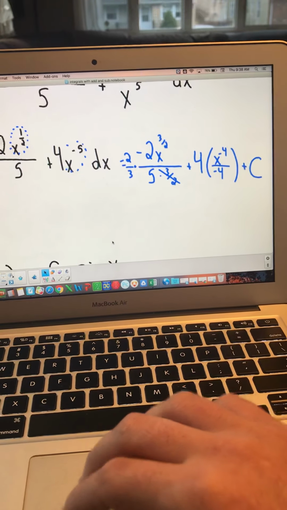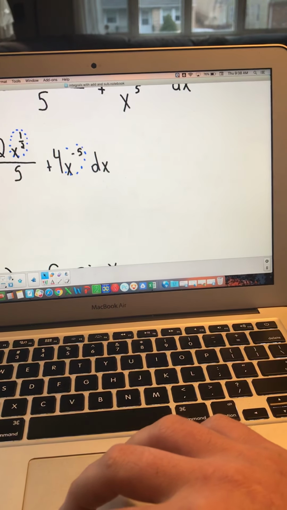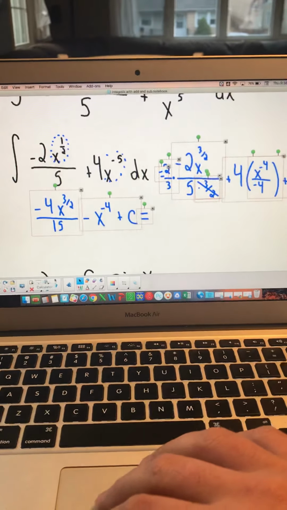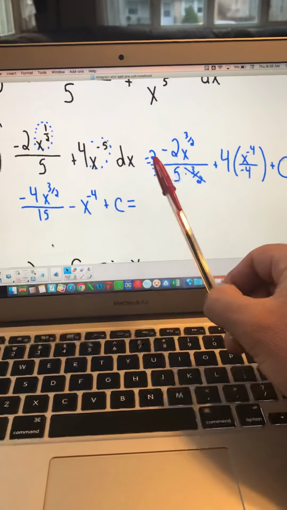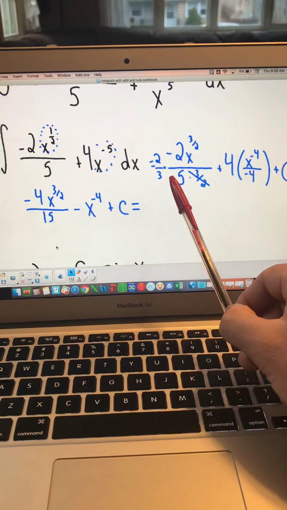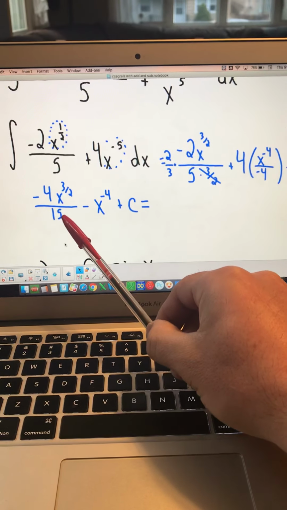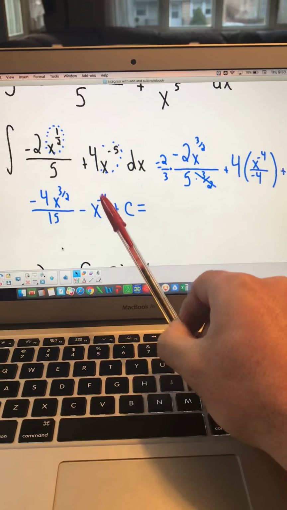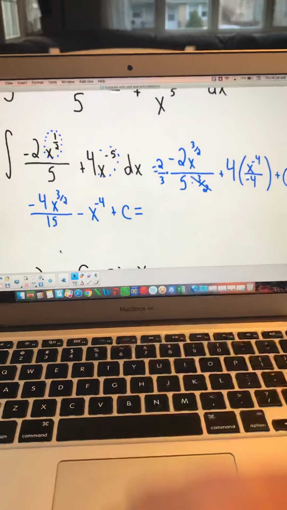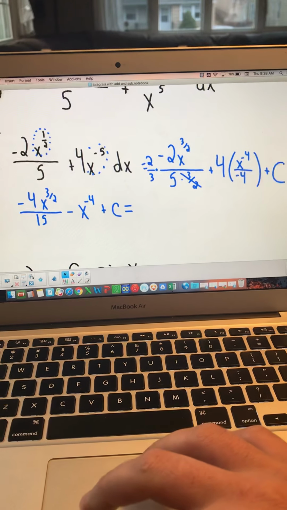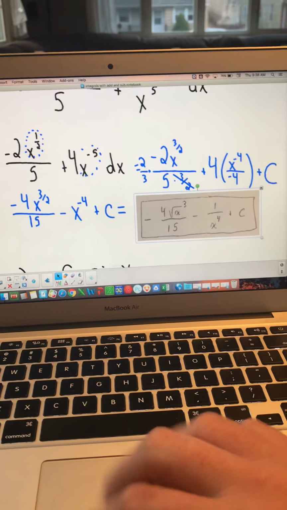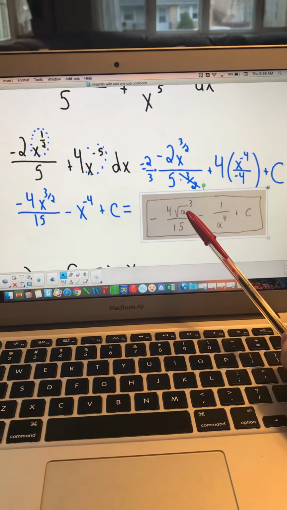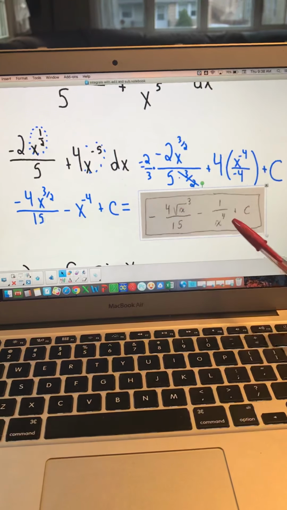Now we've got to reduce and simplify. Multiplying fractions just becomes a negative 4 over 15. The 4 is reduced. Still a negative. We've got to write this and this as a radical and a positive exponent. Final answer. This is the square root of x to the third, right? That just becomes 1 over x to the fourth.